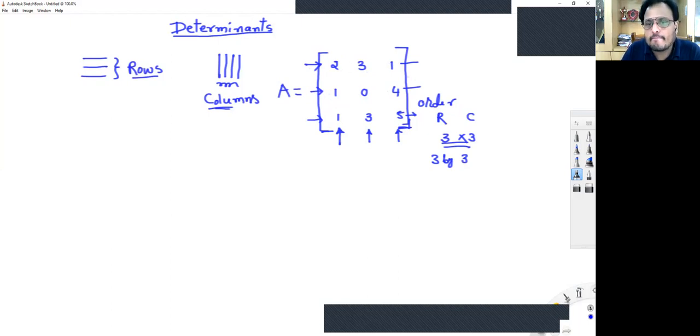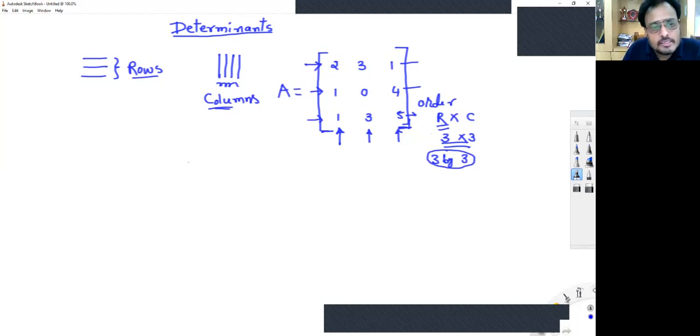As we know, every matrix has an order. How to read the order? First count the number of rows present in the matrix, and after that count the number of columns. Here rows are 3 and columns are 3. Therefore, this matrix has an order of 3 by 3.